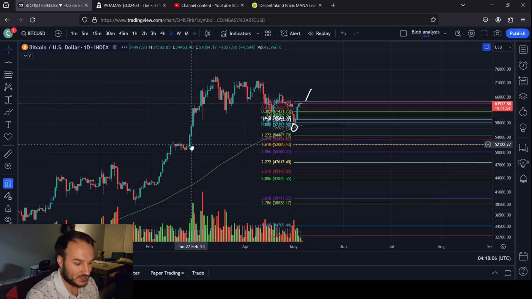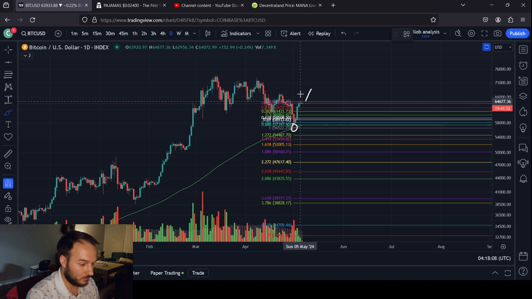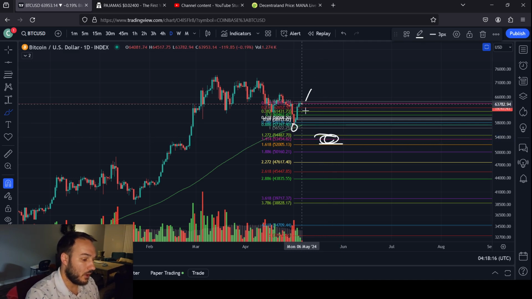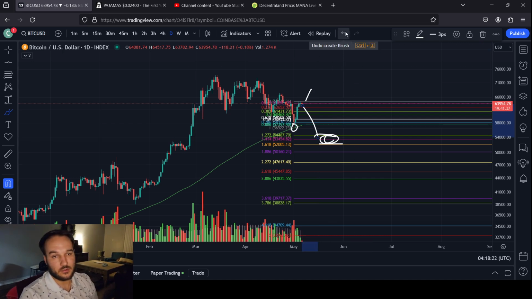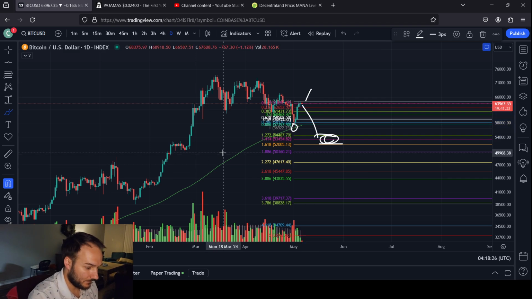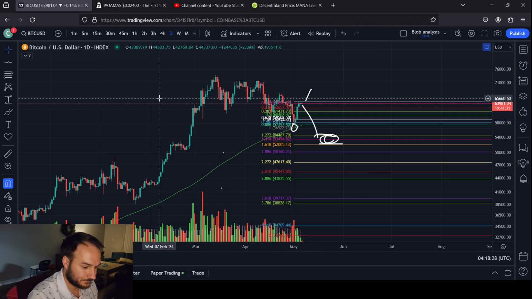The minimum extended move based off of this little bounce that we had would be down at about 54.5K, potentially down to 52K itself. So somewhere in that range is where I would expect BTC goes over the coming days, over the coming weeks, but sometime probably either this week or next week would be my real thoughts.